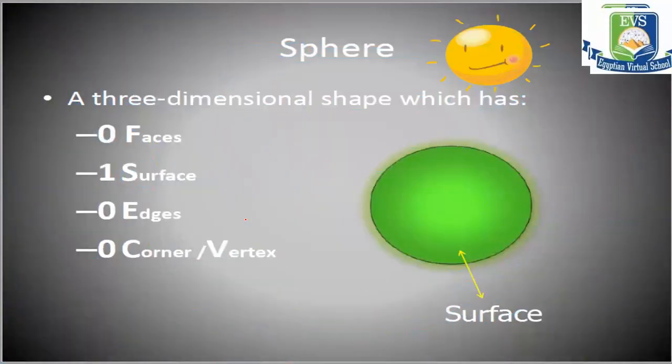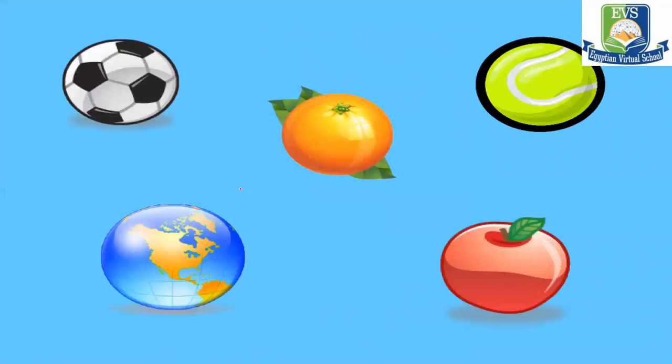The next shape is called sphere. Sphere has 0 faces, 0 edges, 0 corners, only one surface. 0 in everything, but only one surface, one curved surface. This is the sphere, like the ball, like the orange, like the apple.